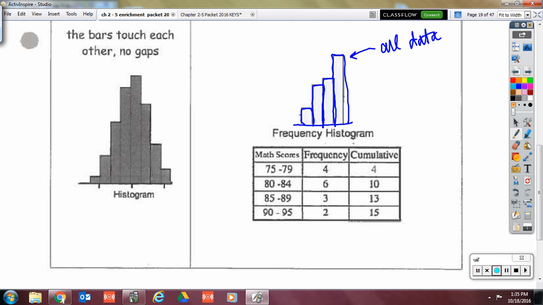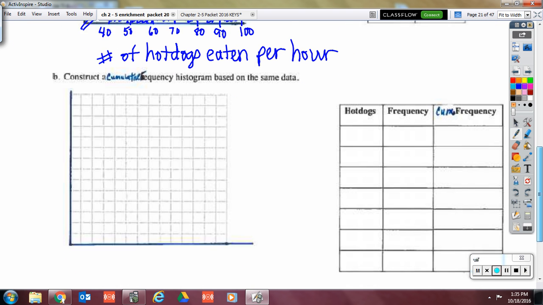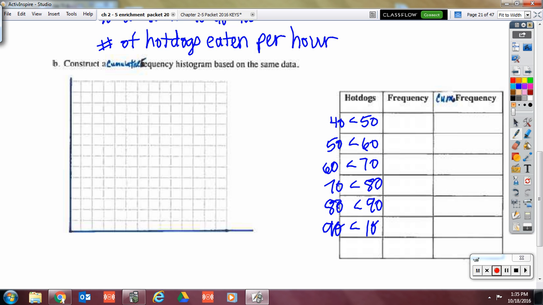Okay, so let's practice that on our example here. It's the same situation, so we're going to use the same bins. So let's do our little 40 to 50 and so on. Okay. So there were our frequencies. I just took those numbers from the one above: 1, 4, 5, 2, 2, 1.